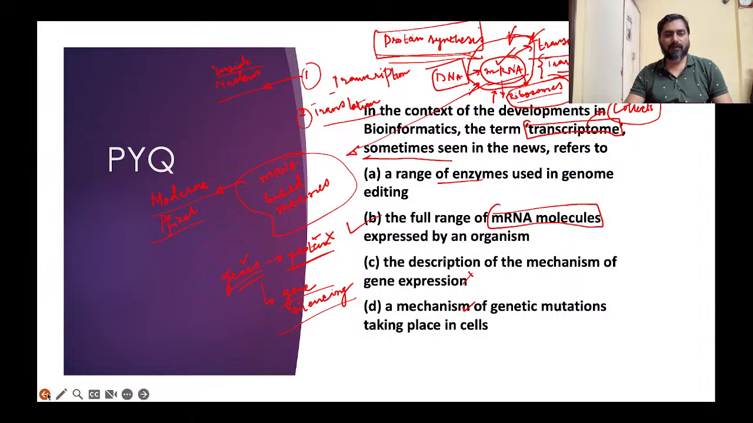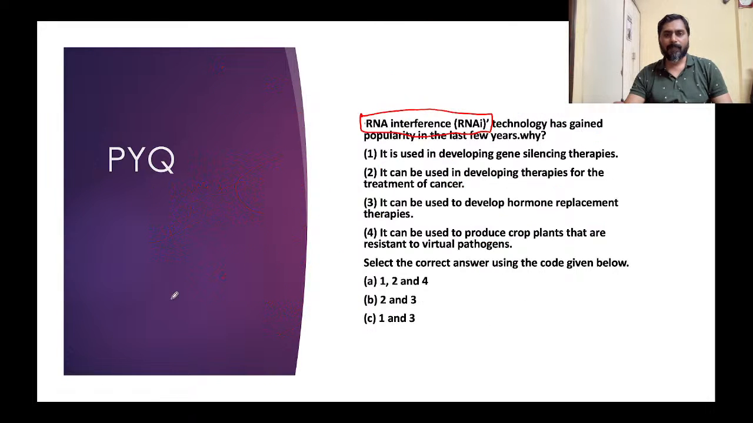So what is happening? I'll get to the question. It is used in gene silencing therapies. Yes, it is used in gene silencing therapies. So it can be used in developing therapies for treatment of cancer. Why? Because in cancer, the cancer cells start multiplying, but they do not stop. So if we can silence some of the genes, then we can stop the cancer cells also.